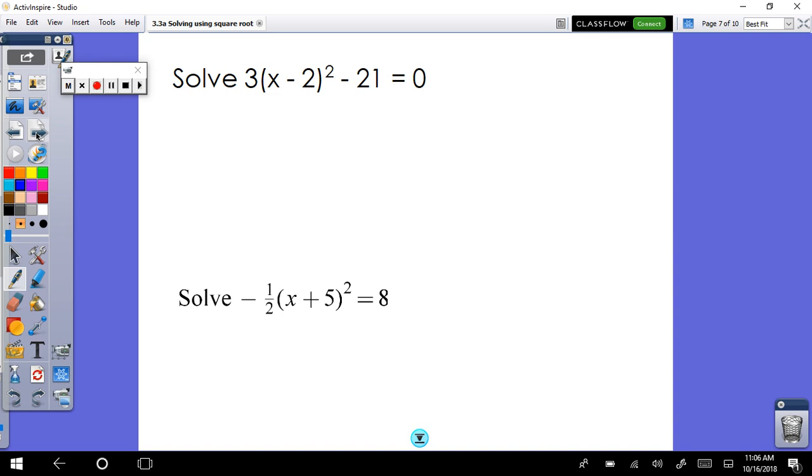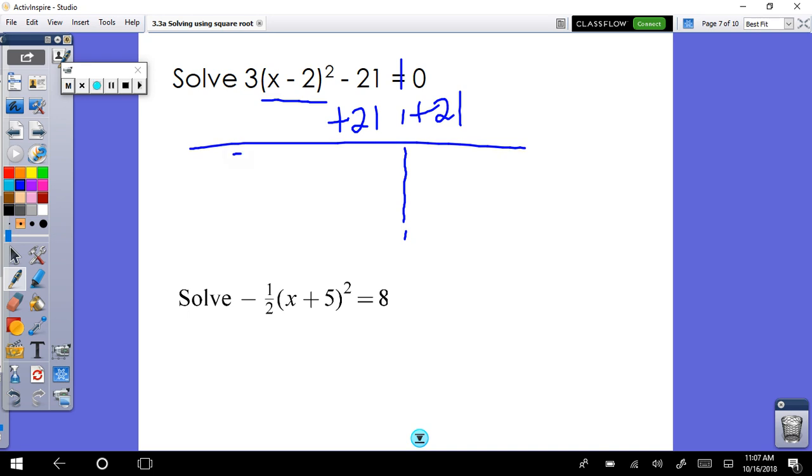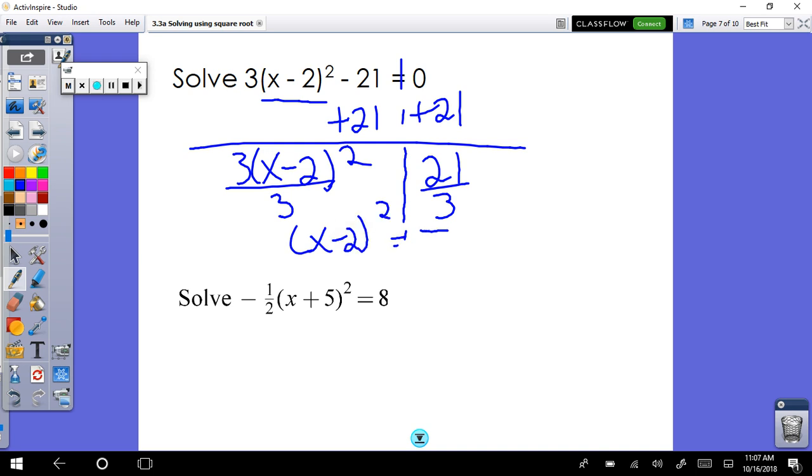Okay, another one like with the parentheses. So we want to get this expression here, x minus 2 squared by itself. So I'm going to start by moving that negative 21. Since it's a minus 21, I'm going to do plus 21 on both sides. Get 3 times x minus 2 squared equals 21. Divide by 3 on both sides. You're going to get x minus 2 squared equals 7.